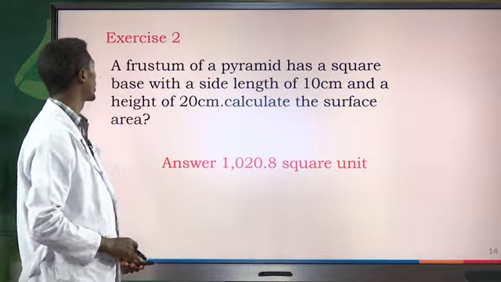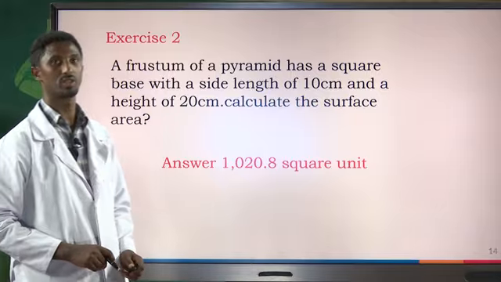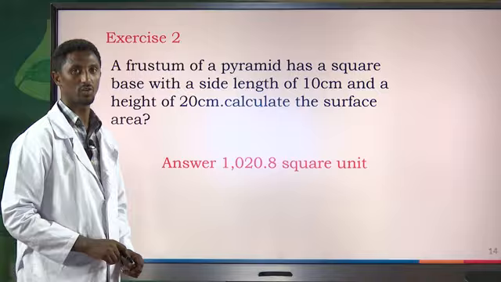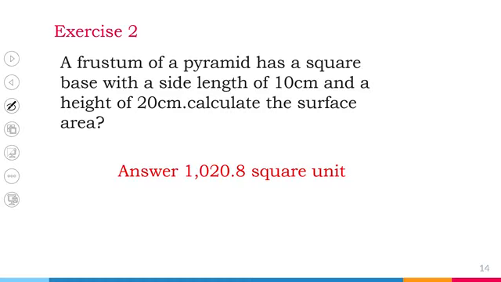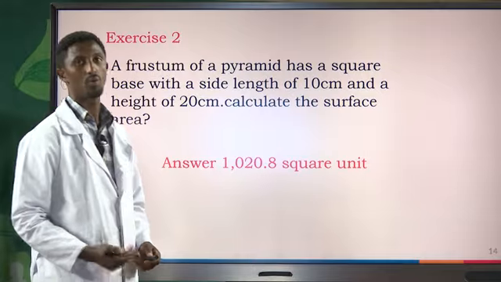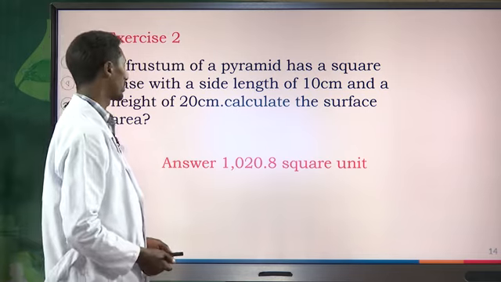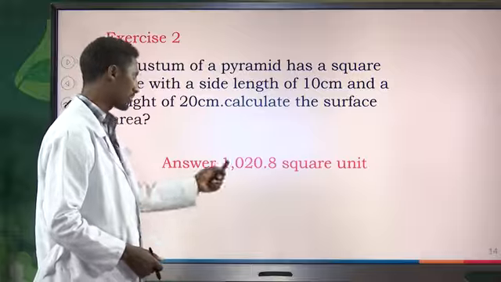Check it. Exercise 2. A frustum of a pyramid has a square base with side length 10 centimeters and a height of 20 centimeters. Calculate the surface area. The surface area is equal to the lateral surface area plus the area of the lower base and the cross-sectional area. If we add that, you will obtain this.